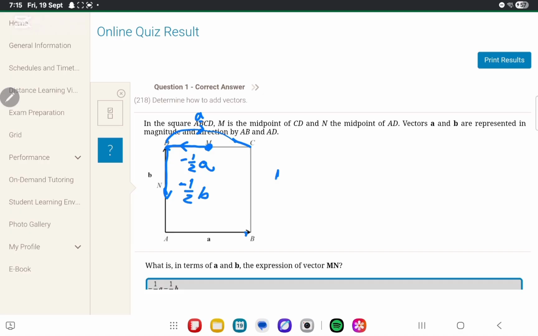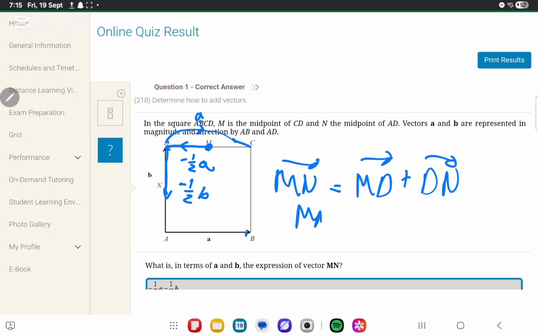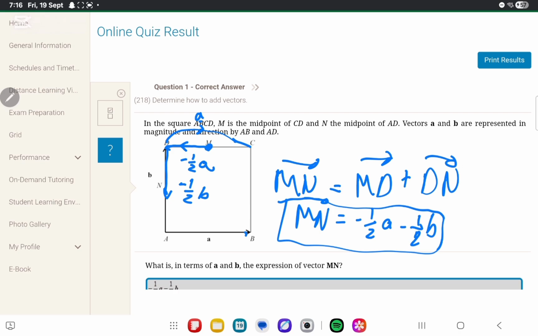So overall, MN is equal to MD plus DN. And this is equal to negative half of a minus half of b. And this is my final answer.